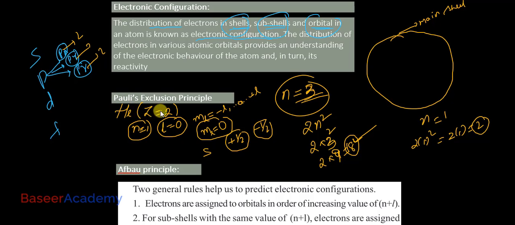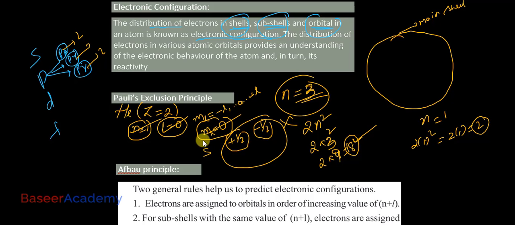For an example, helium atom. In helium atom, we see that there are 2 electrons. Both of them have the same value of principal quantum number, same value of azimuthal quantum number, same value of magnetic quantum number, but the spin quantum number changes. They don't have the same spin quantum number value. So Pauli's exclusion principle here is a bit straightforward. It says that no two electrons can have all the 4 quantum numbers same.